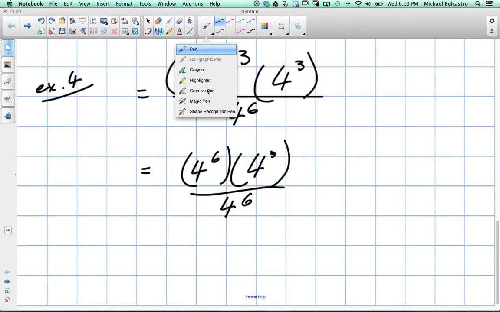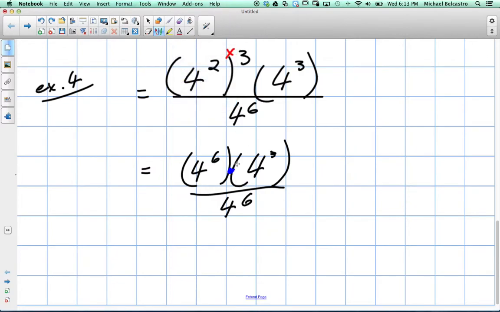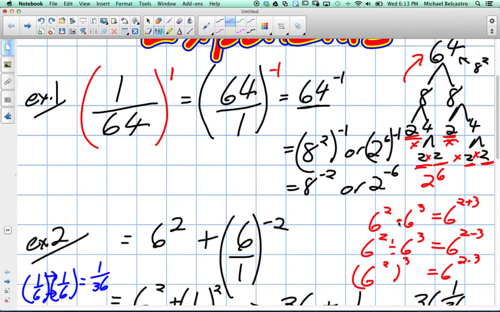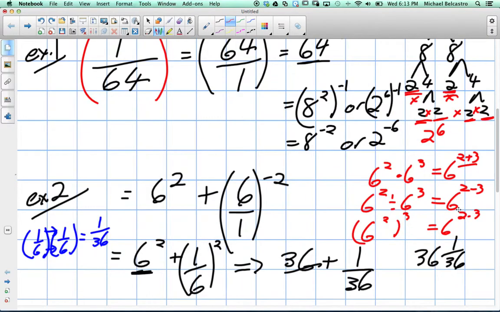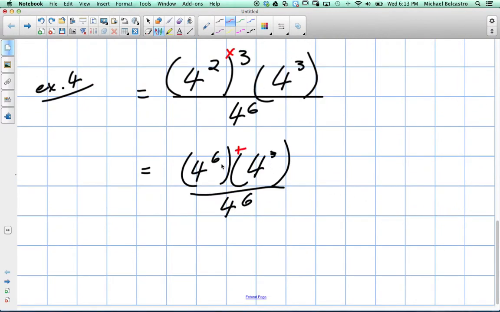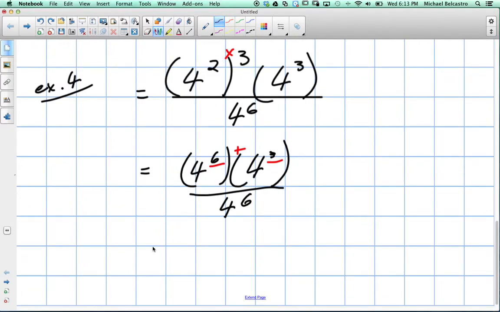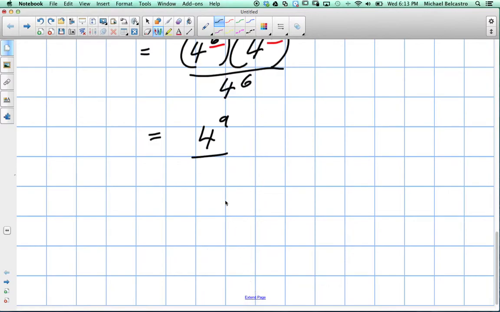Next one. These are multiplied, so what do we do to the two exponents if they're multiplied? We add them. Yeah, that's right. So what's 6 plus 3? 9. Right. So how do I write this? 4 to the power of 9. Yep. Divided by 4 to the power of 6.